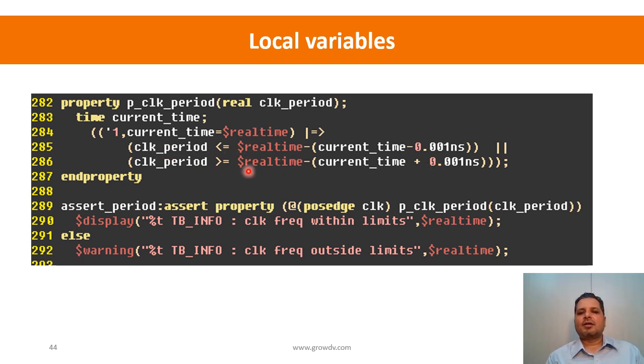And with some tolerance it is less than or equal to clock period. So with some tolerance we are checking whether it is in the range of the clock period that has been passed. This tolerance also we can pass as an argument. This way we can check whether the clock period is within the range using the concept of local variables.